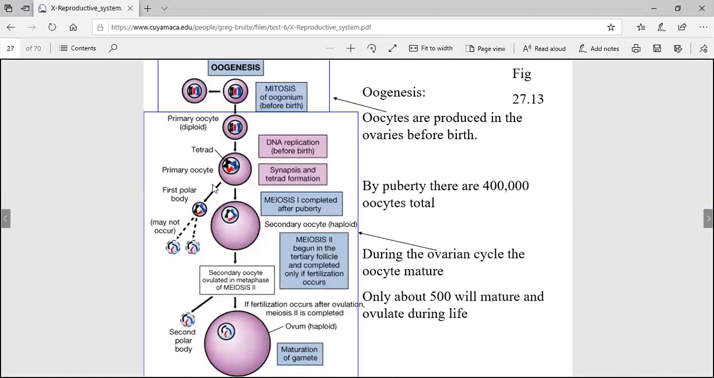I'm not going to ask you about first polar bodies, second polar bodies, all that. Just know that when all is said and done, the ovum is haploid. Remember haploid versus diploid? By puberty, there are about 400,000 oocytes total. That's the way it's pronounced in the U.S. If you're from Canada, they pronounce it oocyte. So anyway, during the ovarian cycle, the oocyte matures. Only about 500 will mature and ovulate during a female's lifetime.